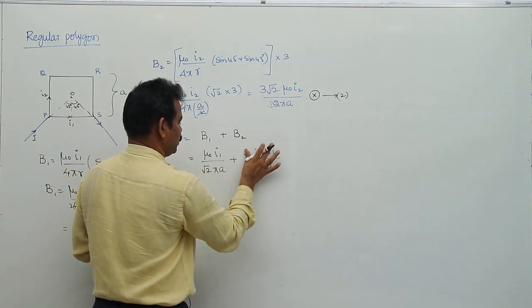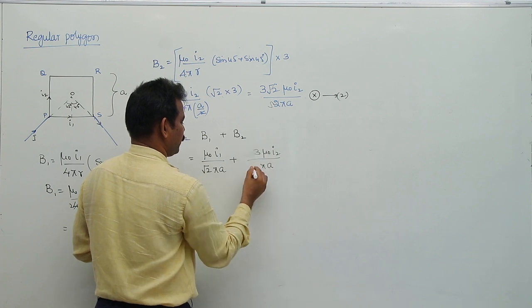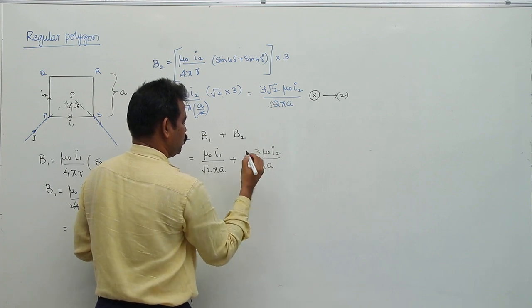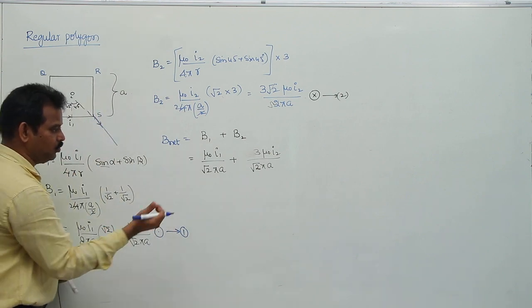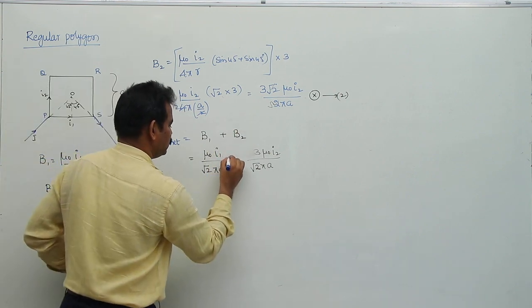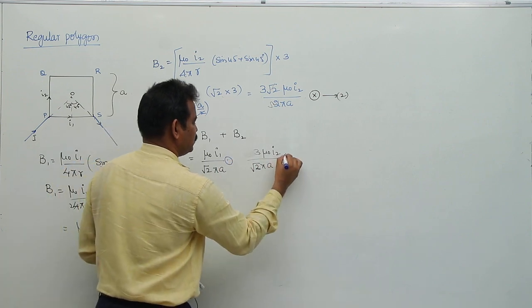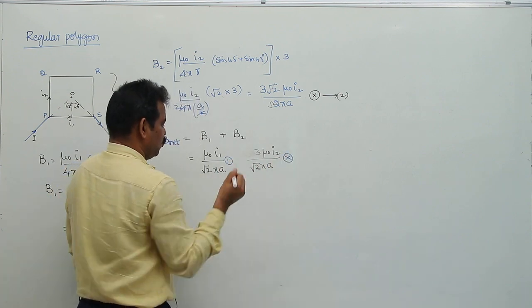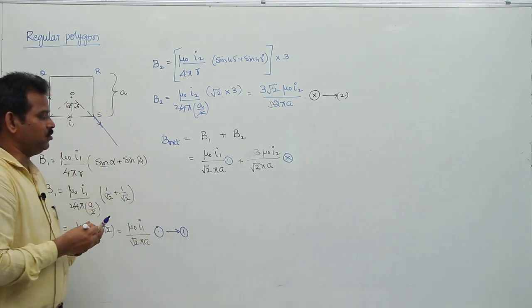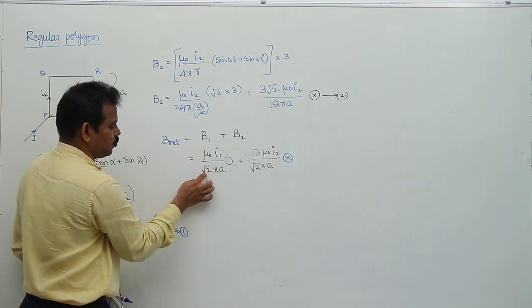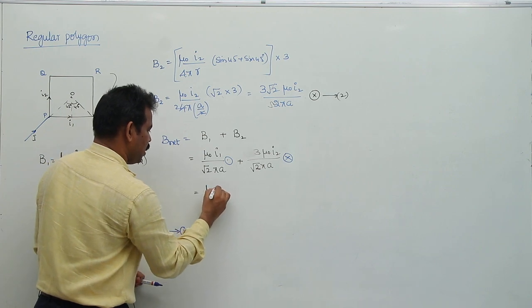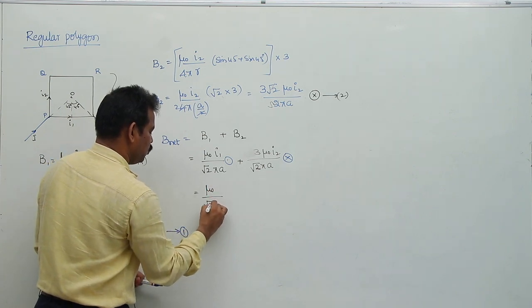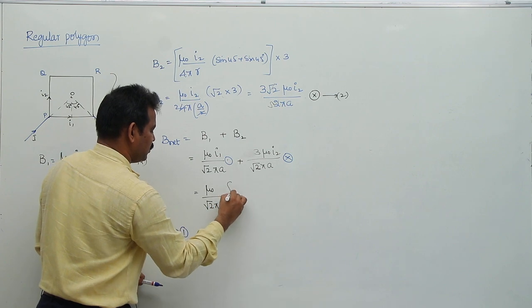You can directly write 3 root 2 mu naught I, but the condition is this field is acting outwards. So here I am going to write this is outwards and this is inwards. But what is the relation between I1 and I2? Here you can see mu naught by root pi a is common, so I am going to write mu naught by root pi a common.